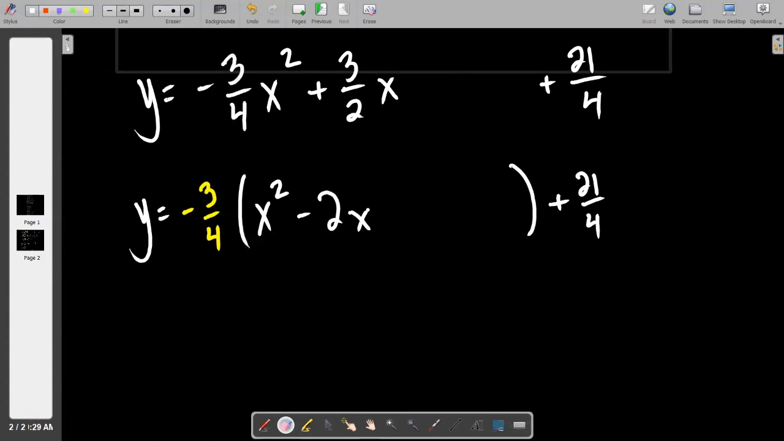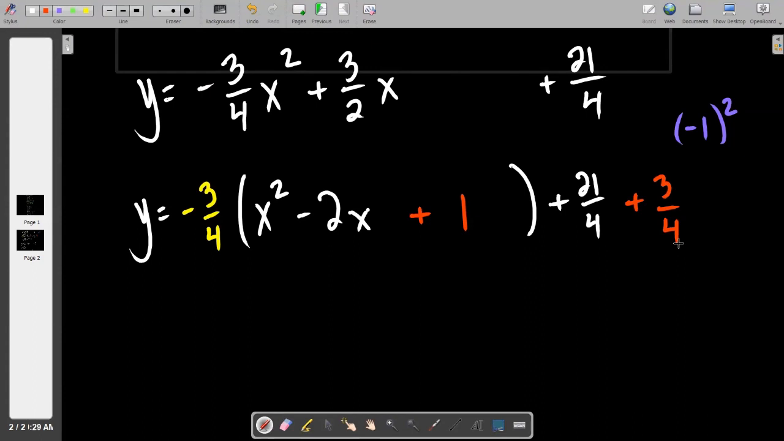What is half of -2? -1, and what is -1 squared? +1. So I will complete the square by adding 1. I think I left a little too much room for that 1. He's chilling. He's got some space. He's vibing. And how will I offset that +1? Nice job. By adding 3/4.